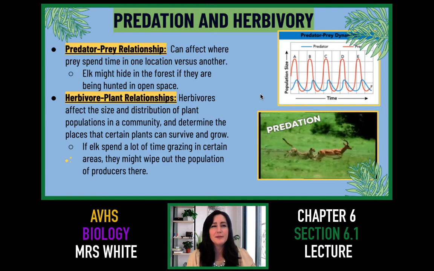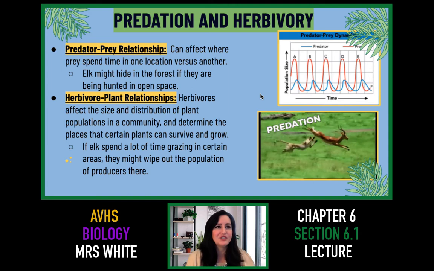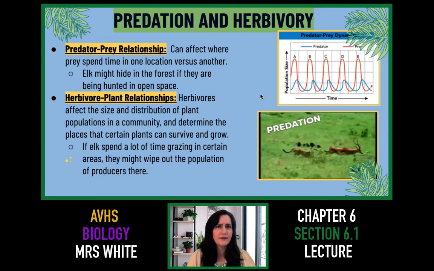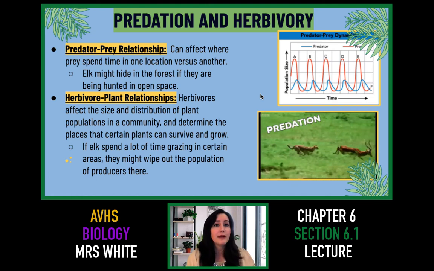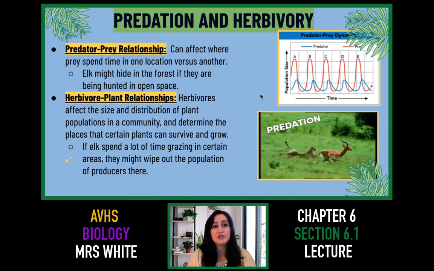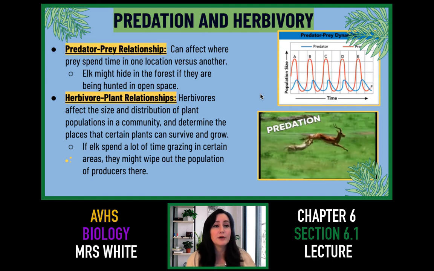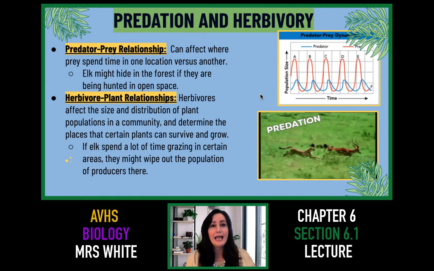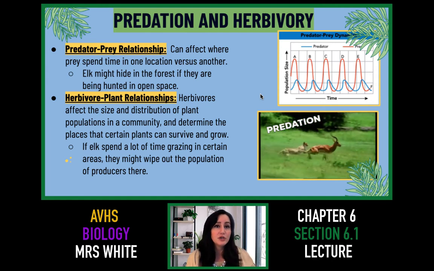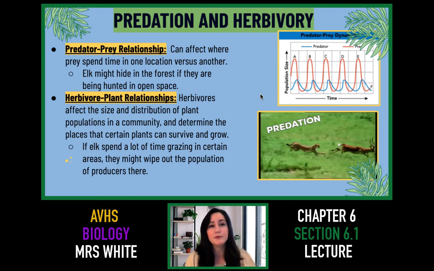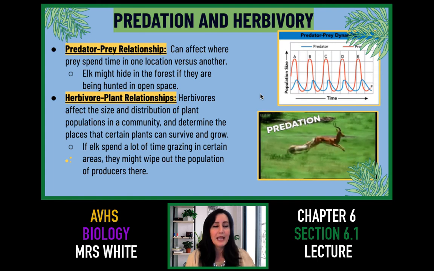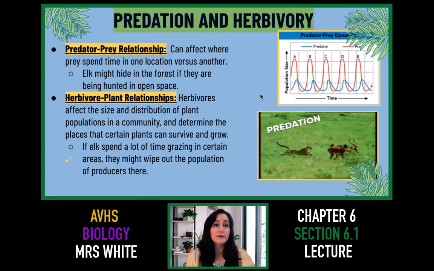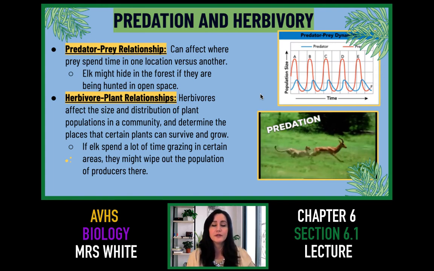So not only do we think about predators, like in this example, where we have this cheetah chasing this gazelle, and that's very dramatic, and we always think about that. That is predator-prey. But herbivore-plant relationships can also be very similar, where they affect each other dramatically, and there can be changes in the geographic locations of certain animals based on overgrazing and essentially wiping out that low trophic level that's needed to support any higher trophic levels.